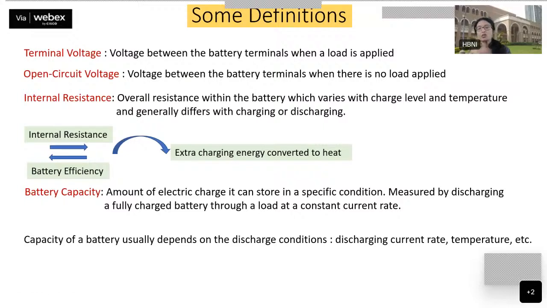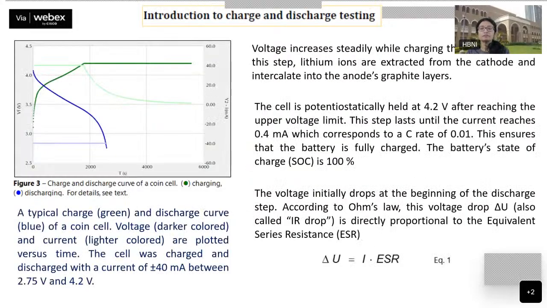Why I rehashed all these different definitions is because whenever you have a coin cell prepared, you have to do something which is known as GDC testing, which is basically galvanostatic discharge and charge testing. Here, as and when you are charging the battery, the voltage increases. During this step, lithium ions are extracted from the cathode and they intercalate into the anode's graphite rings.